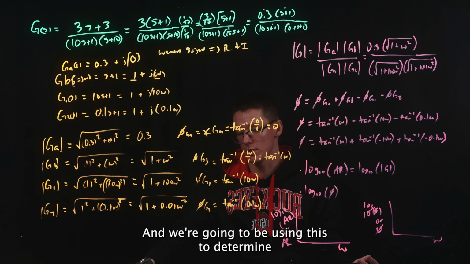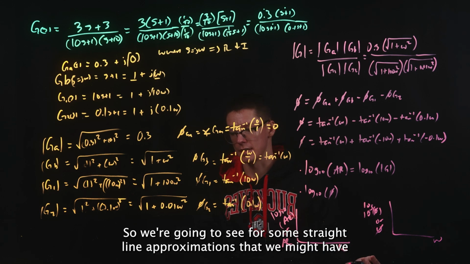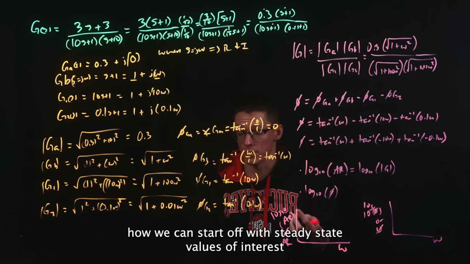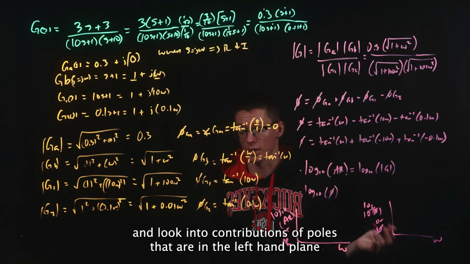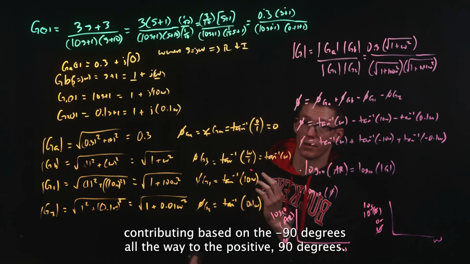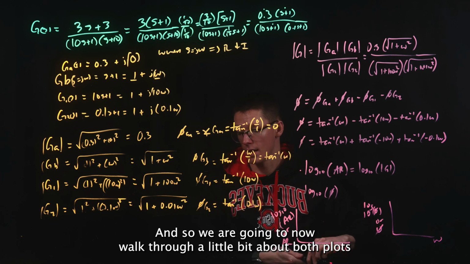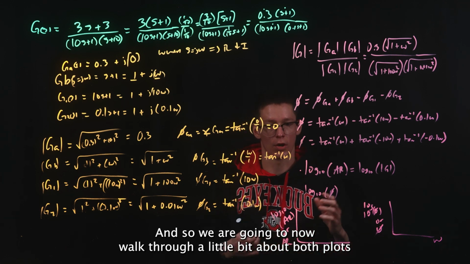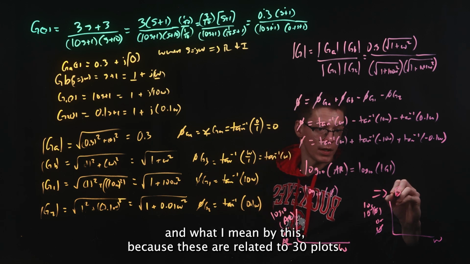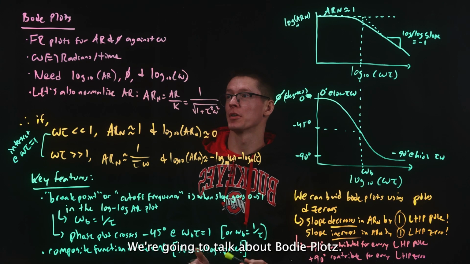And we're going to be using this to determine a couple of interesting things about these plots. We're going to see, for some straight line approximations, how we can start off with steady state values of interest and look into contributions of poles in the left-hand plane, based on the negative 90 degrees all the way to the positive 90 degrees. We are now going to walk through a little bit about Bode plots and what I mean by this, because these are related to Bode plots. To finish out for the day, we're going to talk about Bode plots.